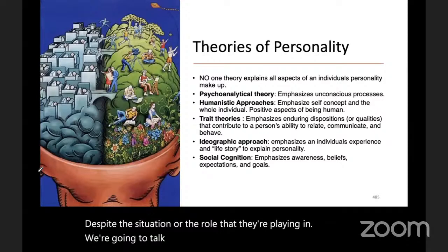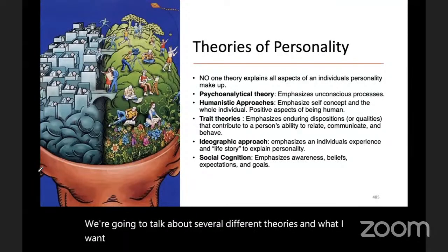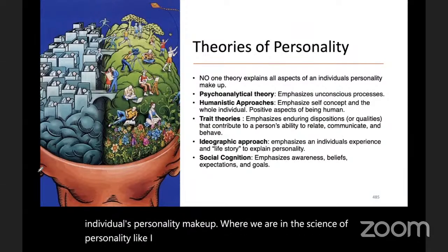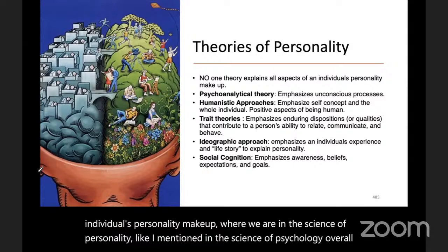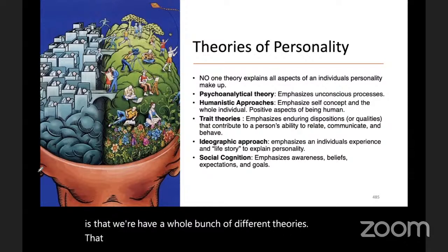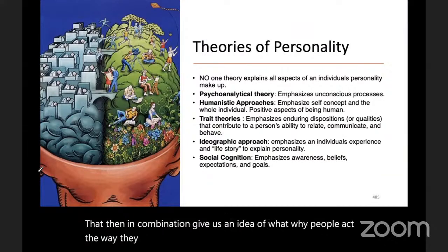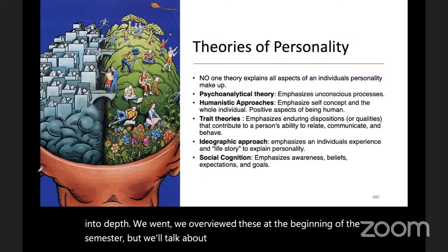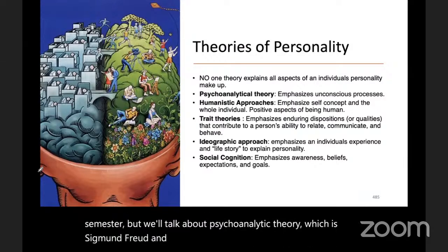We're going to talk about several different theories, and what I want to emphasize is no one theory explains all aspects of an individual's personality makeup. Where we are in the science of personality, like I mentioned in the science of psychology overall, is that we have a whole bunch of different theories that in combination give us an idea of why people act the way they do. We overviewed these at the beginning of the semester, but we'll go more into depth on psychoanalytic theory, which is Sigmund Freud and his gang, which emphasizes unconscious processes.